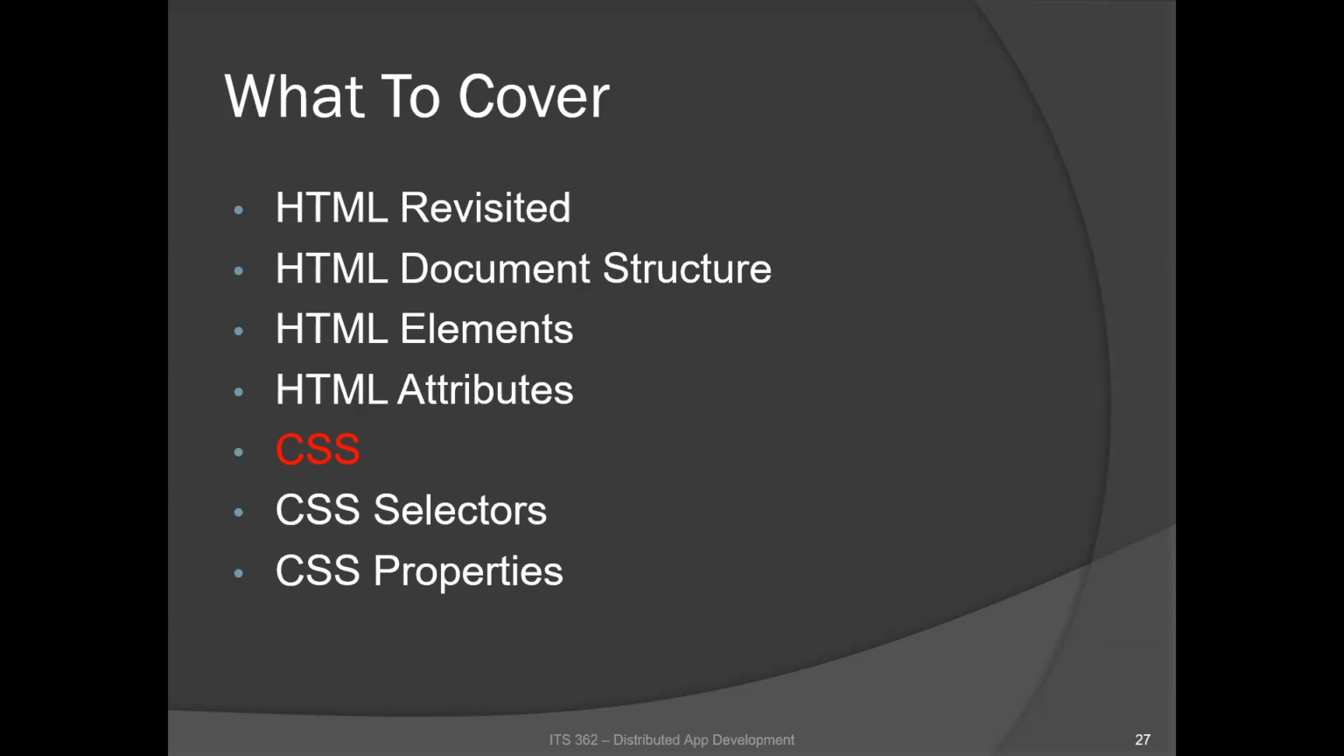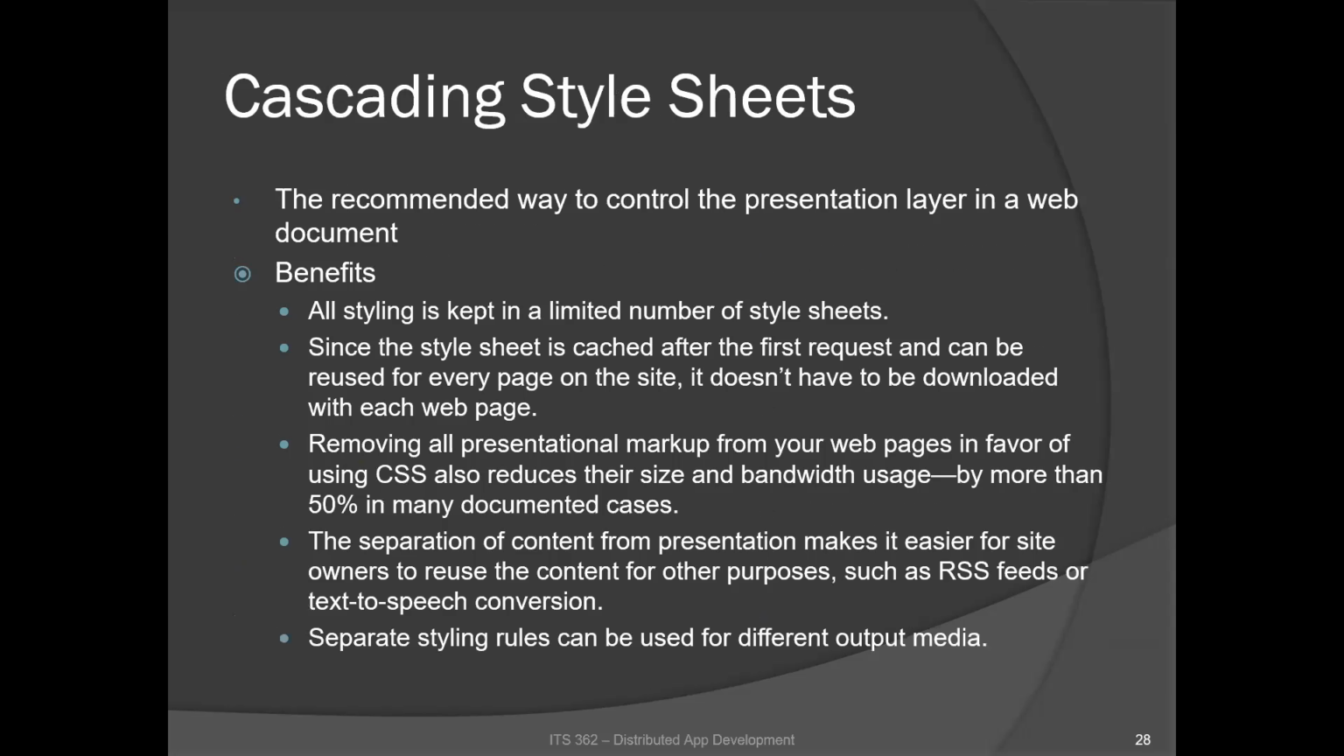And then, of course, after HTML, there's also CSS, the cascading style sheets that allow you to basically do the formatting. This is the recommended way to control the presentation layer in a web document. So this is also important for the approach of MVC, the model view control model that we will follow. There's a lot of benefits. All styling is kept in a limited number of style sheets, so whenever you update something, it's a lot more efficient.